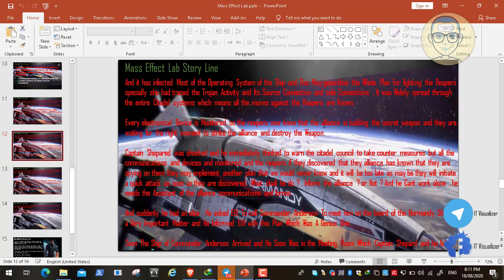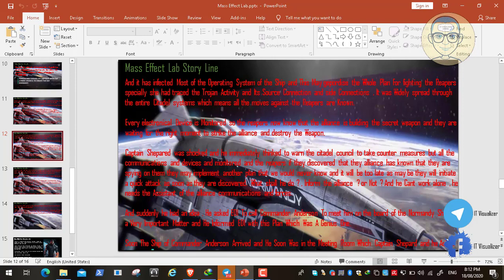Okay, so the Reapers know that the Alliance is building the secret weapon, and they are waiting for the right moment to strike the Alliance and destroy the weapon. Through the use of this Trojan horse, they have known that there is a secret weapon, and they are waiting for the right moment to strike the Citadel and the Alliance and destroy the weapon.